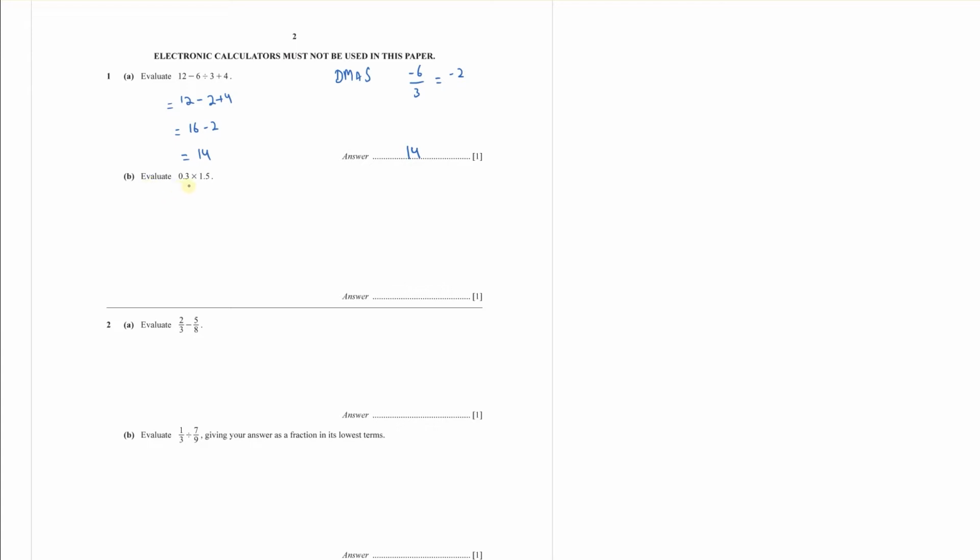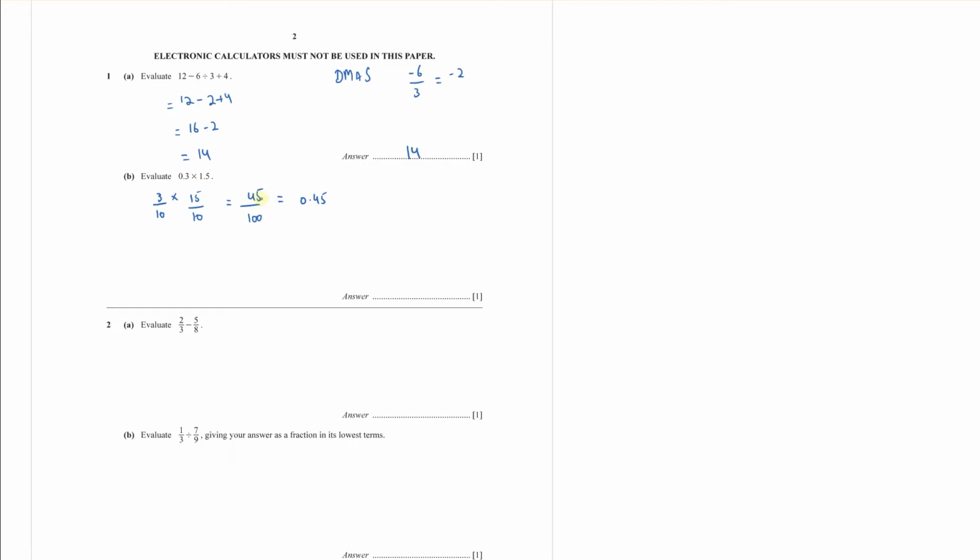Part B is evaluate 0.3 multiplied by 0.5. So what I like to do is convert them into fractions so that the multiplication becomes a little easier. So 0.3 can be written as 3 over 10, and then I convert 0.5 into 15 and then divide it by 10. So 15 times 3 is 45, divided by 100. 10 times 10 is 100.